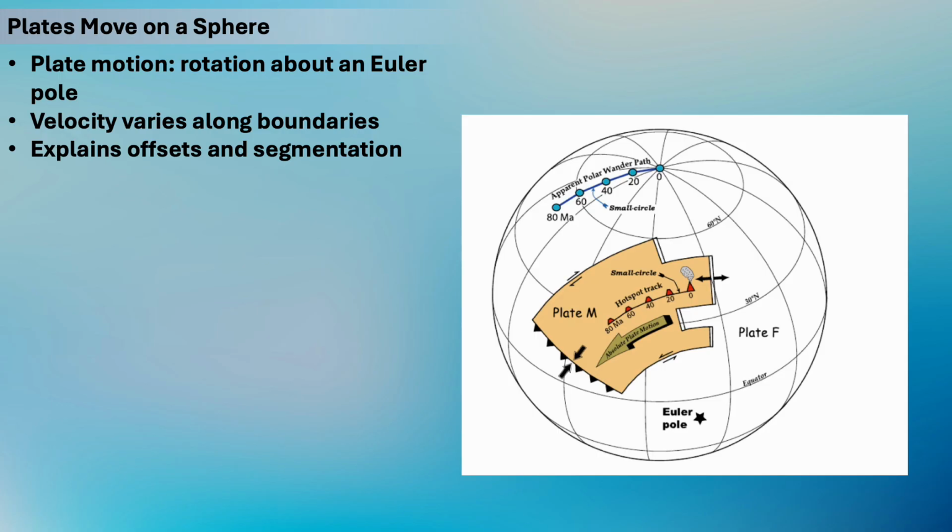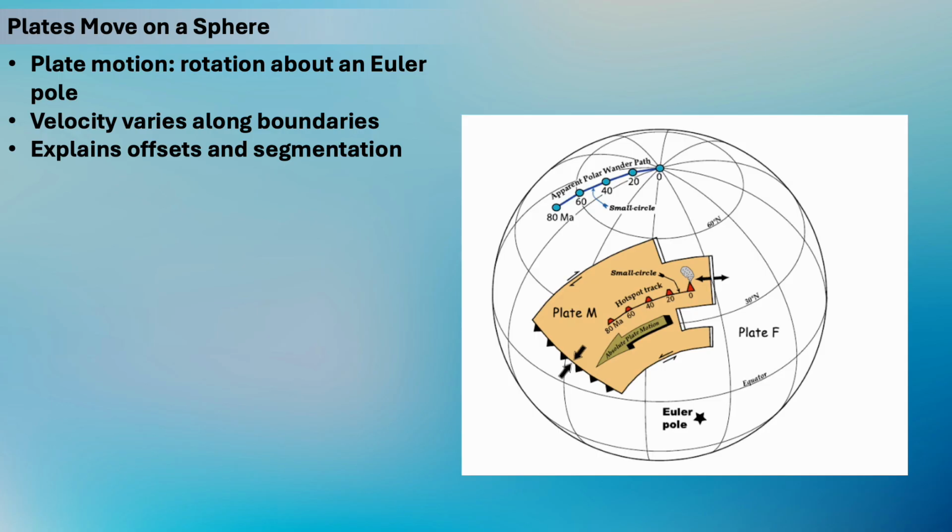When we draw plate motion on a map, it often looks like plates are sliding in straight lines. But in reality, plates move across the surface of a sphere, and that changes how motion works. A useful way to think about this is to imagine pushing on a globe. You cannot move a rigid object across a sphere without rotating it around some axis. The axis of rotation is called an Euler pole. For each plate, there is a specific axis about which it rotates relative to other plates.